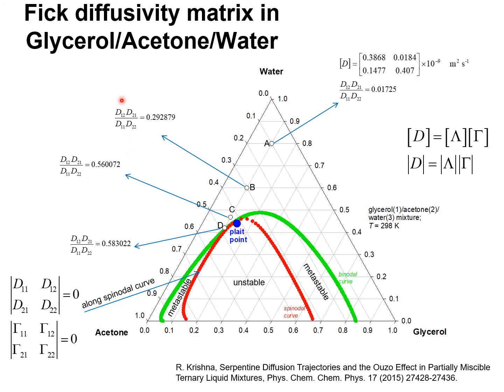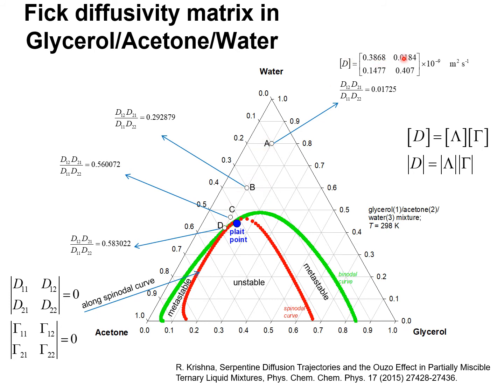Let's gain some understanding of the behavior of diffusivities in the non-ideal ternary mixture of glycerol, acetone, and water. This system has a region in which we have phase separation. The green line represents the binodal curve, and the red line denotes the spinodal curve. Along the spinodal curve, the determinant of the matrix of thermodynamic correction factors is 0, and consequently, the determinant of the Fick diffusivity matrix is also 0. Let's look at the elements of the matrix of Fick diffusivities as we move along this line from composition A to composition B to composition C to composition D.